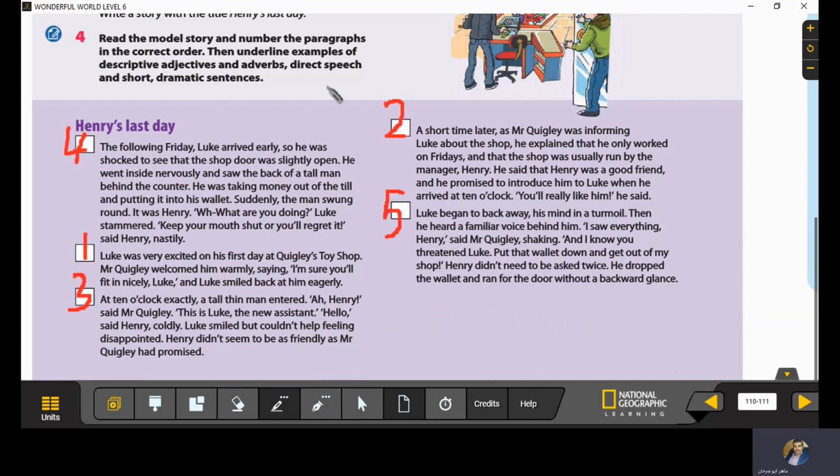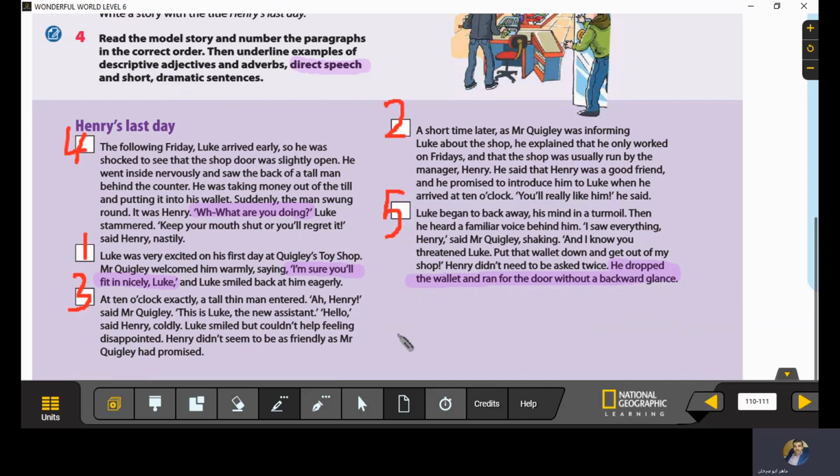So as we said, here we need direct speech. Anything between quotation marks is direct speech. So if you want direct speech, these are some examples. This one too, this is direct speech, as you can see. Okay, if you need some dramatic sentences, for example here, look at this one. He dropped the wallet and ran out for the door without a backward glance. This is a dramatic sentence, by the way. Or: drop it, do it, don't do that.